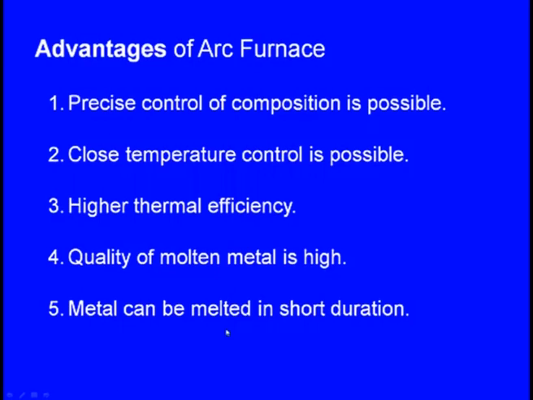In the case of melting with the cupola furnace, the quality of the molten metal may not be very high. Why? There will be impurities. We are burning coke, and coke contains ash, and slag will be collected at the top, and all these can mix with the molten metal. So the molten metal coming from a cupola furnace is not very clean, its quality is not very high, whereas in the case of the arc furnace the quality of molten metal is high. Metal can be melted in a short duration.